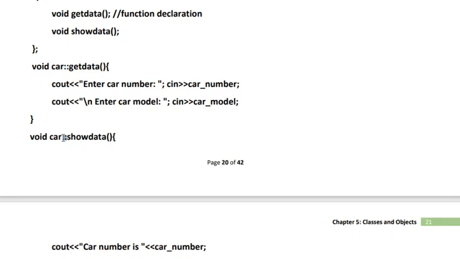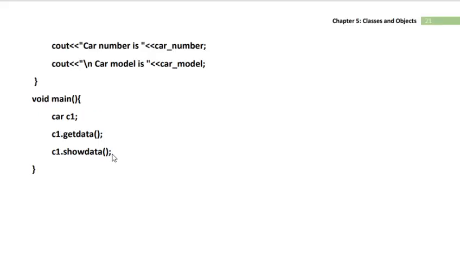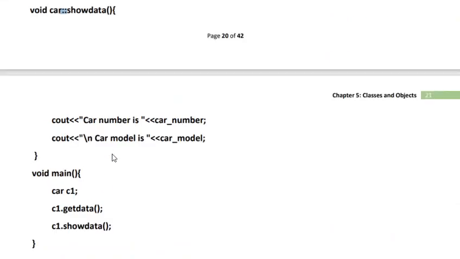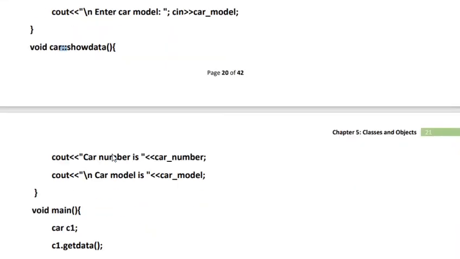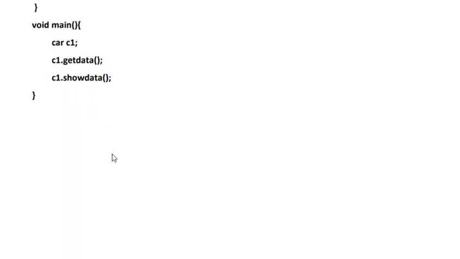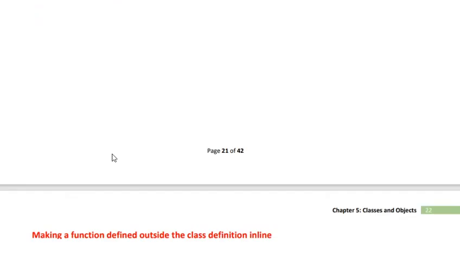Here again we're using the scope resolution operator to indicate that show data is a function of class car which returns void and does not take any parameter. The definition of both the functions will remain the same as in the previous program. But here we have defined the functions outside the class definition.